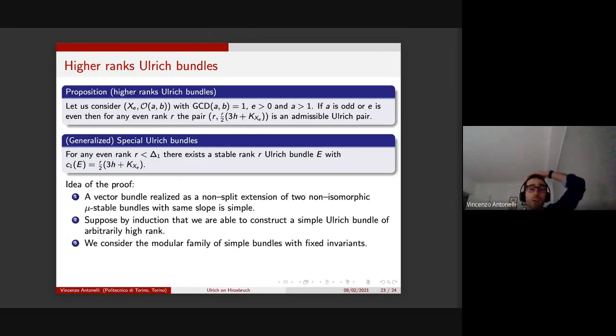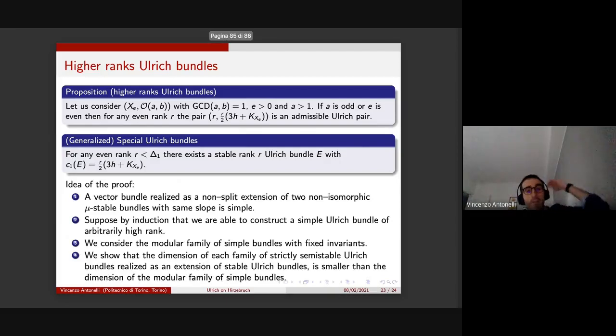Then you consider the moduli family of simple bundles with these fixed invariants. And you show that the dimension of each family of strictly semi-stable Ulrich bundles, which is realized as an extension of stable bundles, is smaller than the dimension of the moduli family. So in particular, you see that through this dimensional count, you're able to prove the existence of stable Ulrich bundles. So that's the idea of the proof.